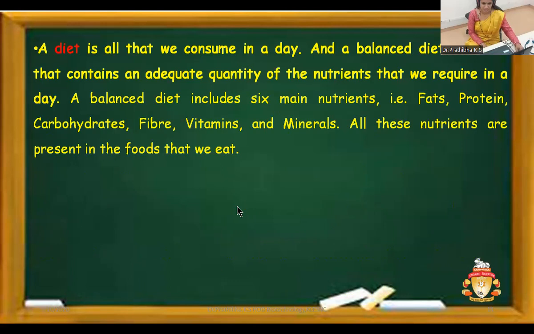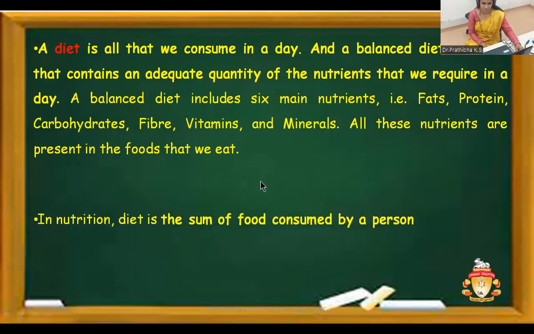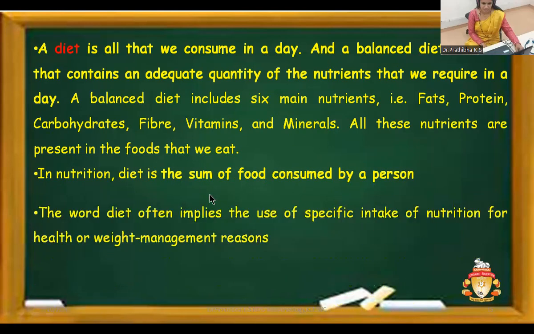Further, you may get questions like define diet. Diet is all that we consume in a day, and a balanced diet is a diet that contains an adequate quantity of nutrients that we require in a day. A balanced diet includes 6 main nutrients: fats, proteins, carbohydrates, fiber, vitamins, and minerals. All these nutrients are present in the food that we eat.